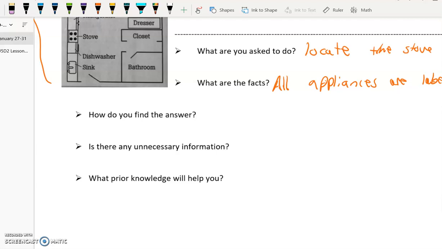The next question says, how do you find your answer? Well, again, this seems obvious in this problem, but sometimes your brain is actually going through that process saying, okay, how am I going to find this answer? What do I got to do first? And the first thing that you have to do is look for the stove on this floor plan. So I'm going to write, look for stove on floor plan.